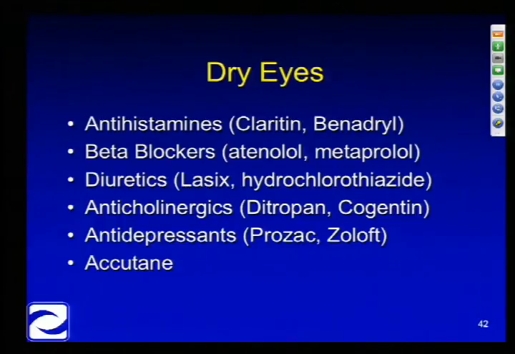We deal with dry eye syndrome a lot. A lot of patients, especially in Iowa in the winter where it's dry, have really some significant discomfort because of burning and irritation related to dry eye syndrome. And so there are a whole list of medications that can cause dryness of the eye: antihistamines, beta blockers, diuretics, anticholinergics, antidepressants we already talked about, and isotretinoin or Accutane.